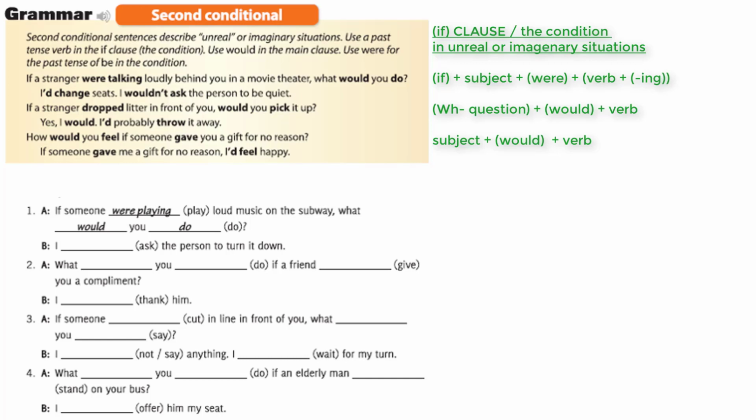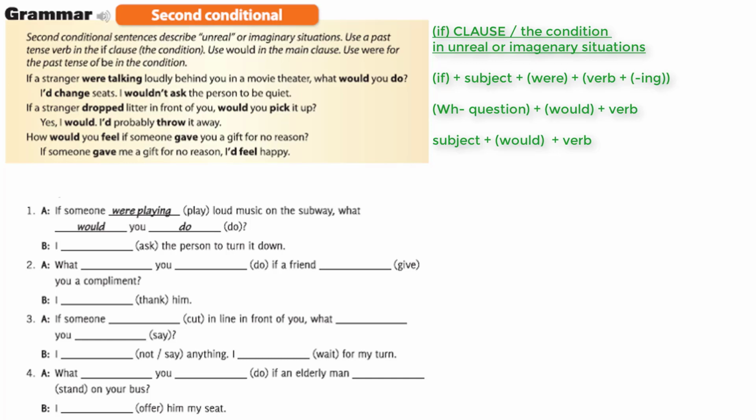So now we're going to do a few activities using the second conditional. Number 1, if someone were playing loud music on the subway, what would you do? So here, the action verb is do, but it's going to stay the same. And we're going to use the word would. So the first answer is were. So we're going to look at the if clause, or the condition.